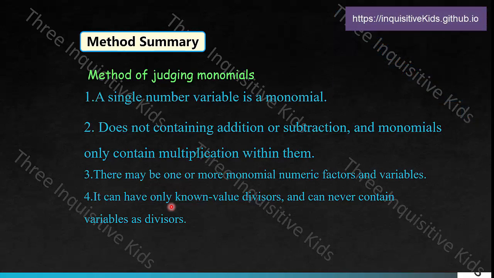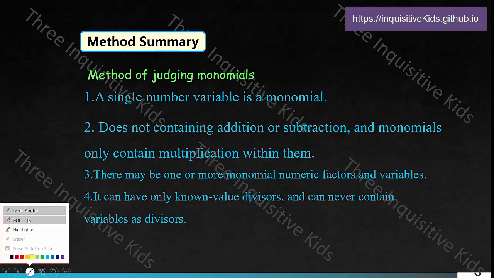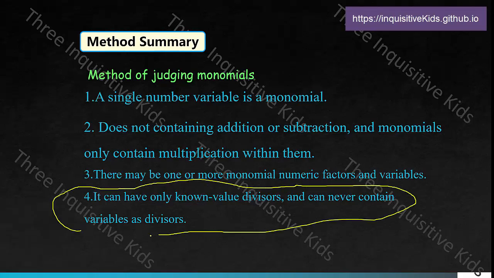4. It can only have known value divisors. It can never contain variables as divisors. So that's an important part there. It has to have a divisor if it is dividing as a known number, not a variable.